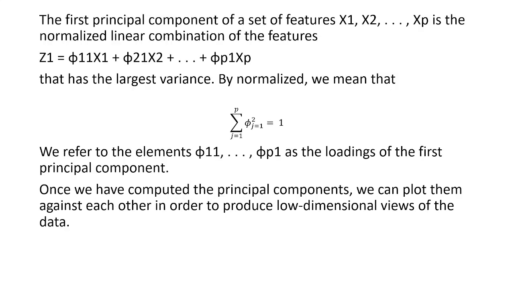Now, the first principal component of a set of features X1, X2, ..., Xp is the normalized linear combination of the features, Z1. Phi 11 is the loading for the first variable, phi 21 is the loading for the second variable, and so on. The first component will have the largest variance, and we normalize it so that the sum of all the phi squared must be equal to 1. Once we have computed the principal components, we can plot them against each other in order to produce low-dimensional views of the data.